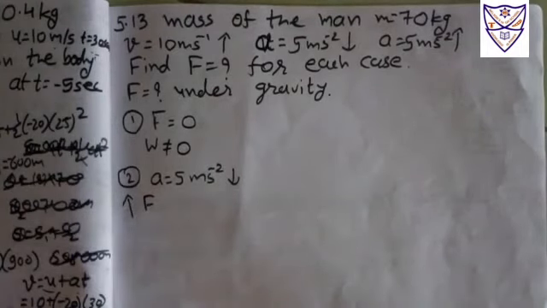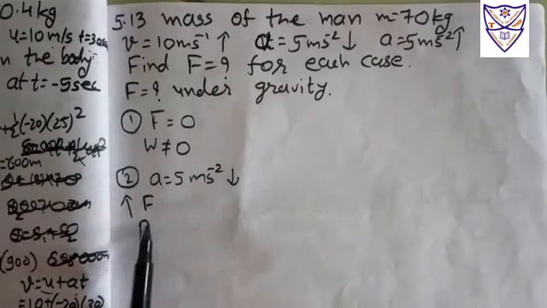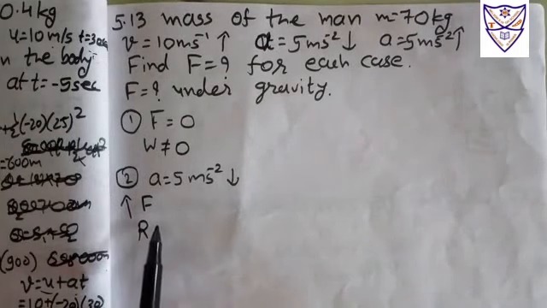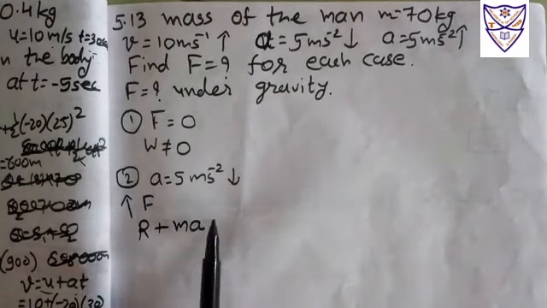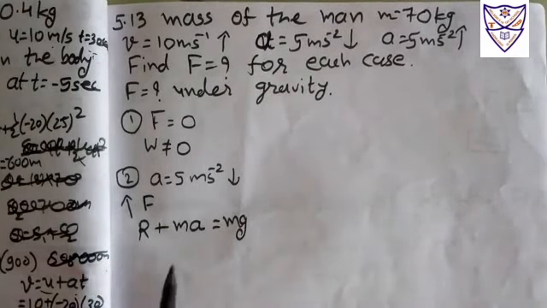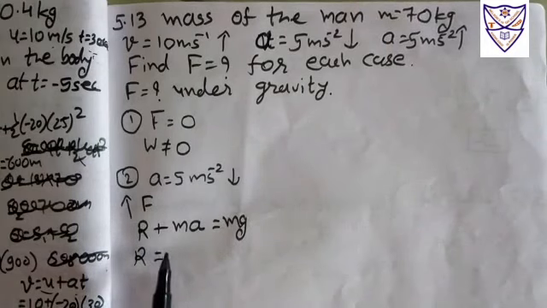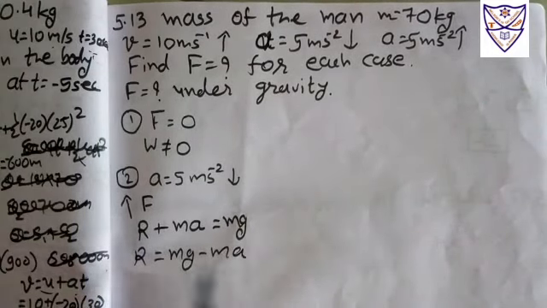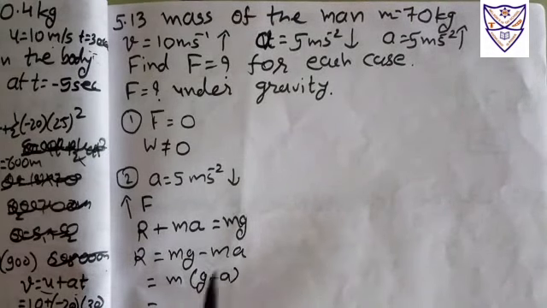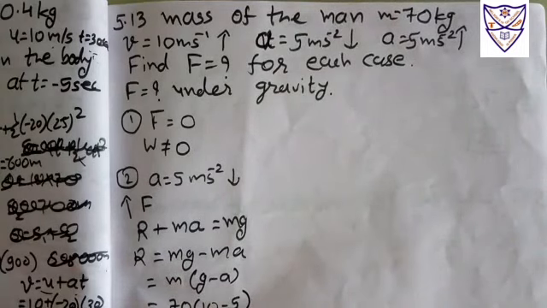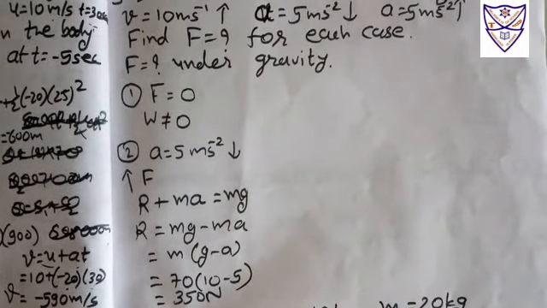So to write the formula for this case, R plus ma in the upward direction is equal to mg. So R is equal to mg minus ma, mass common, m(g minus a). What is the mass? The mass is 70, g is 10, minus 5, so 70 times 5 is 350. So the answer will be 350 Newton here.